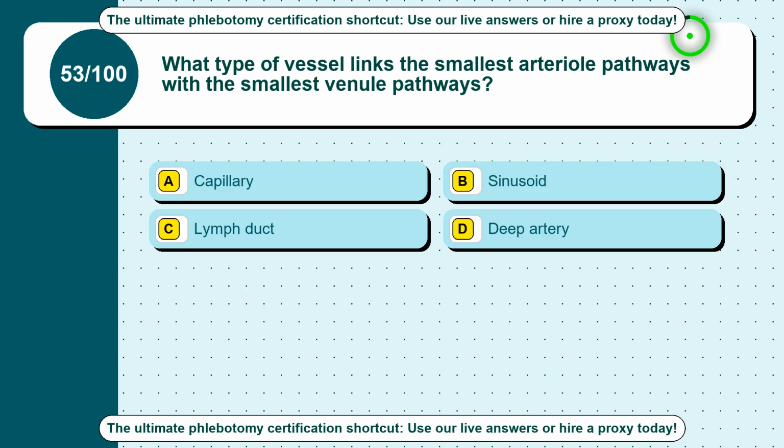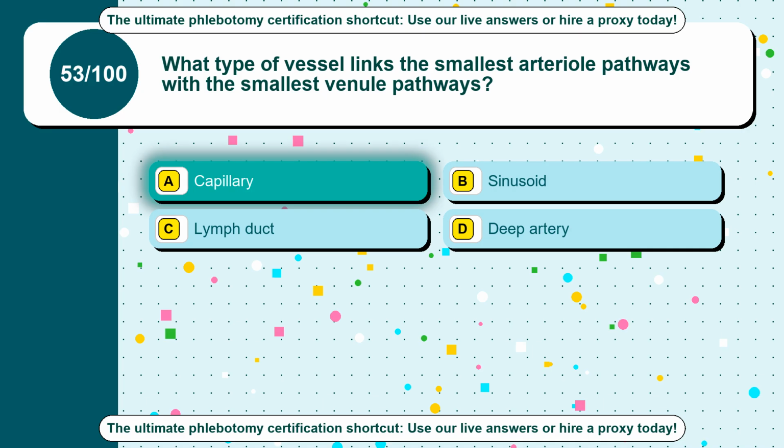Question 53. What type of vessel links the smallest arterial pathways with the smallest venule pathways? Option A, capillary. Option B, sinusoid. Option C, lymph duct. Option D, deep artery. The correct answer is option A, capillary.